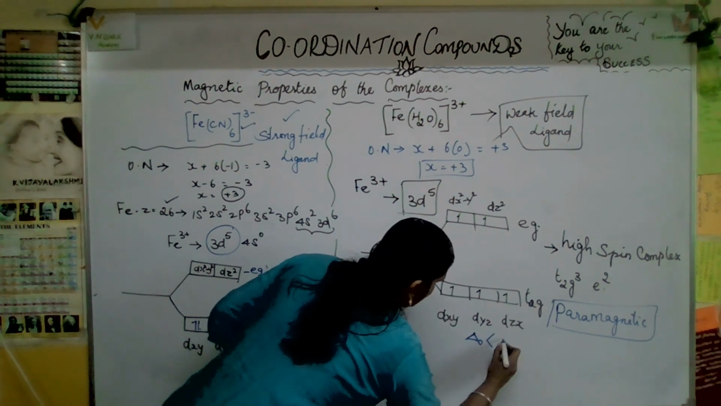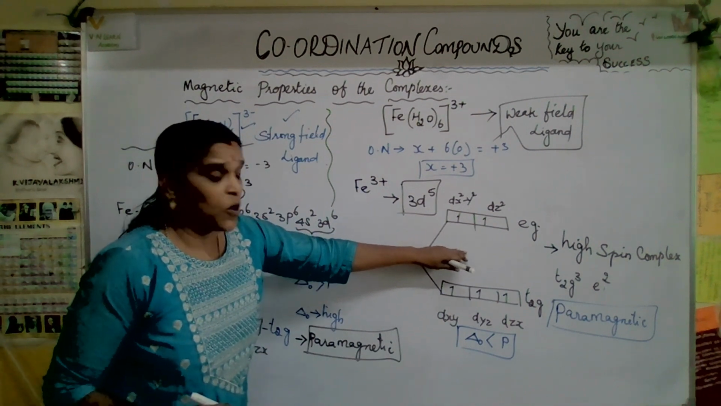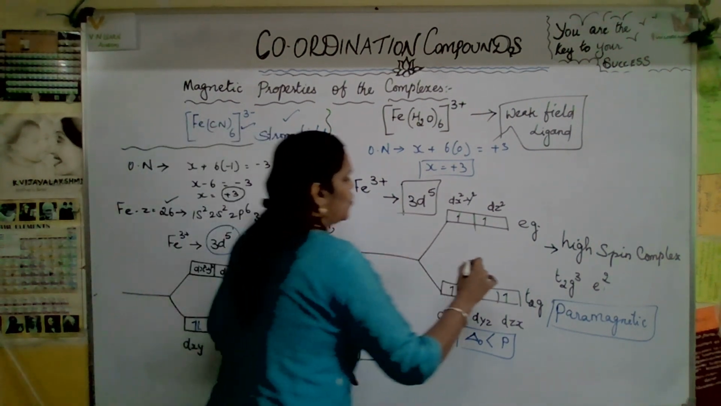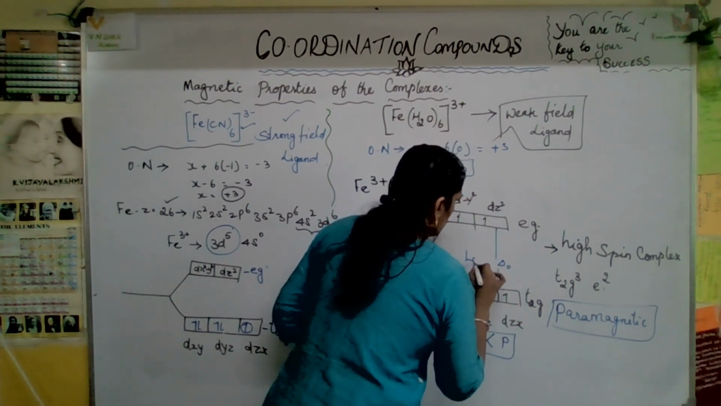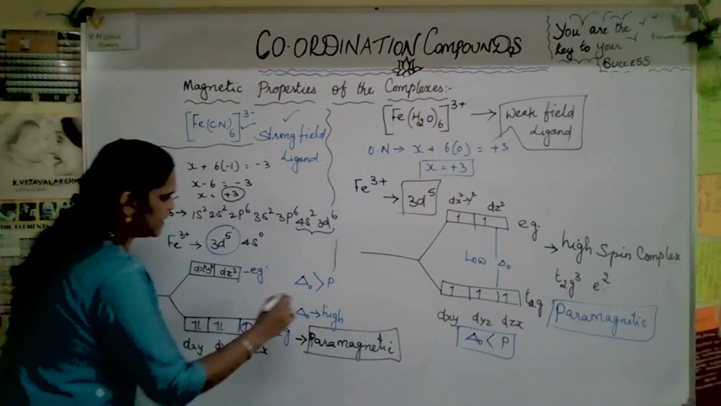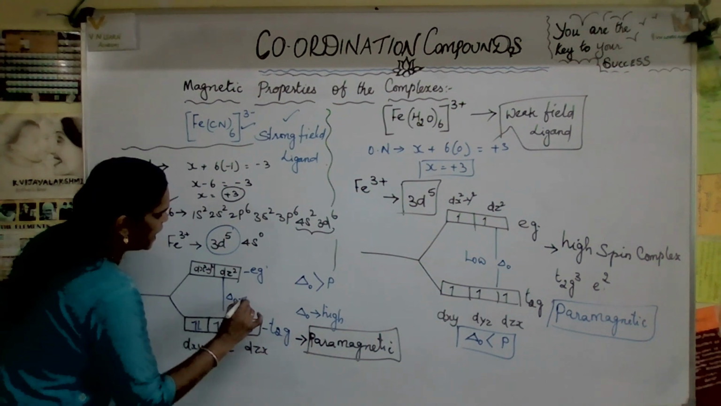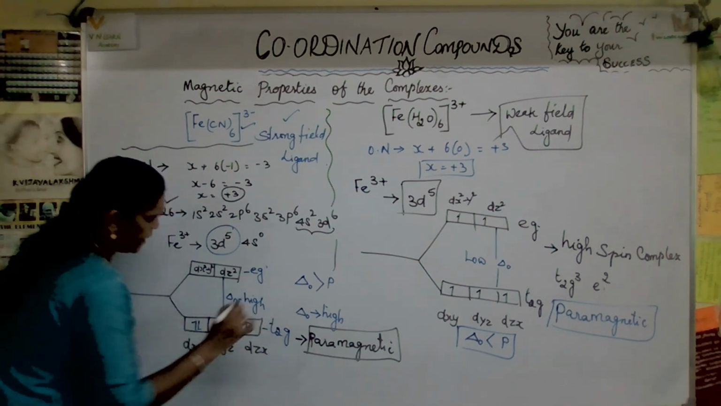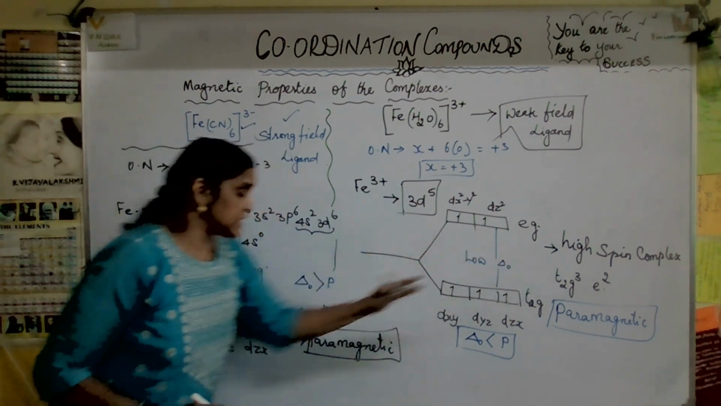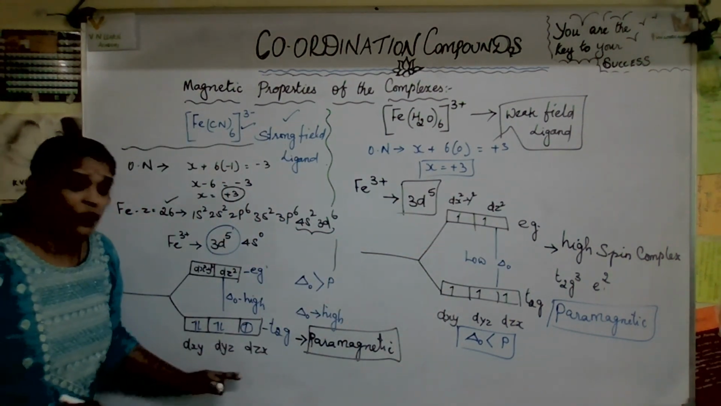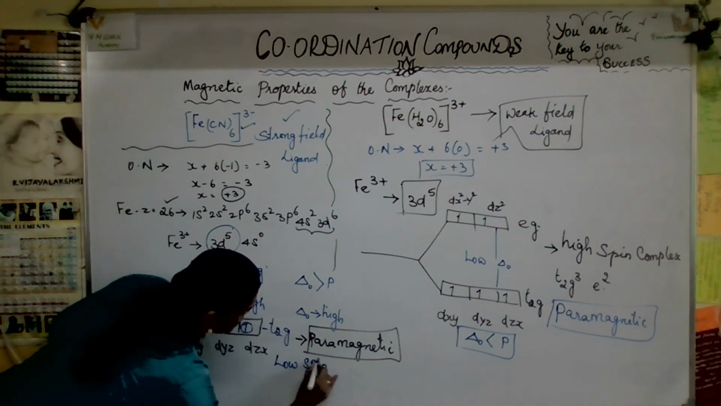And the next one, delta naught is lesser than P. So delta naught is lesser than P, so definitely here a low value. Delta naught is a low value. Okay, here delta naught is a high value. Okay, now here I forgot one point. Here, high spin complex. What about here? Because it is filled in the lower level only, so it's a low spin complex.